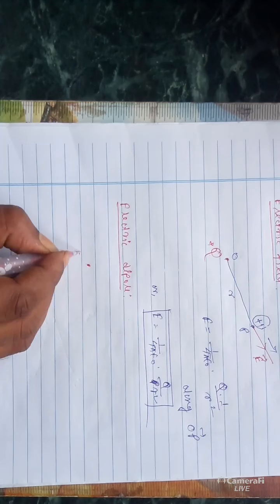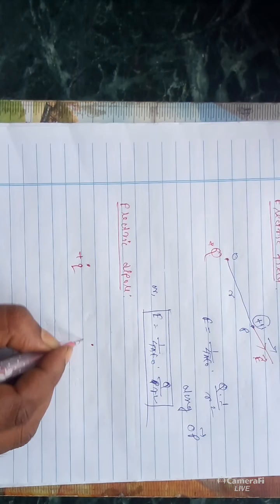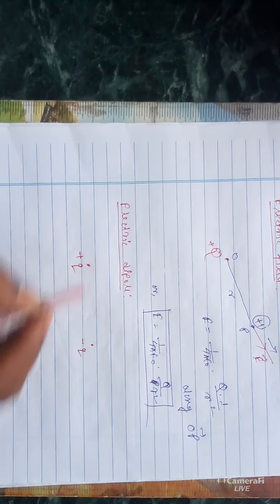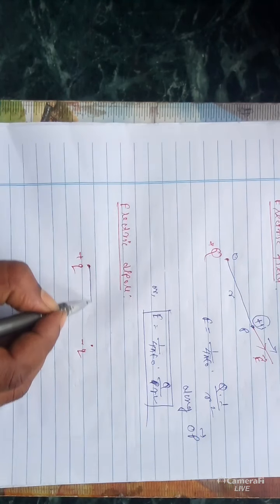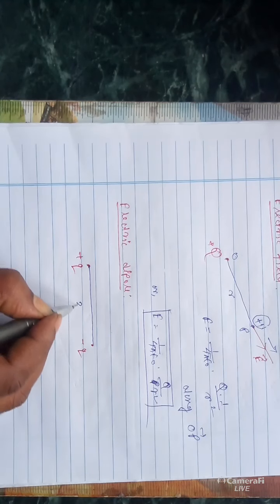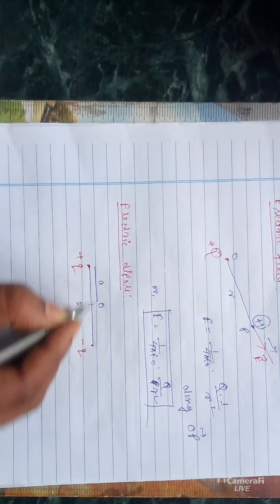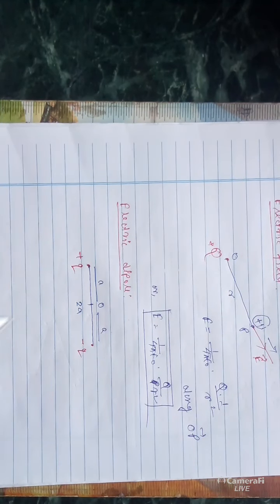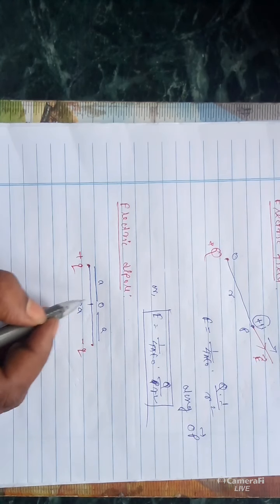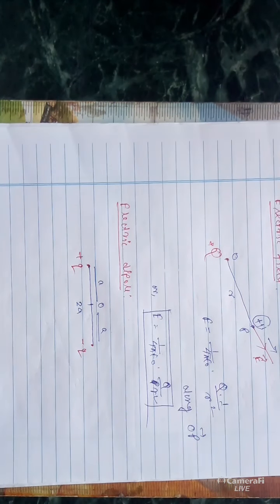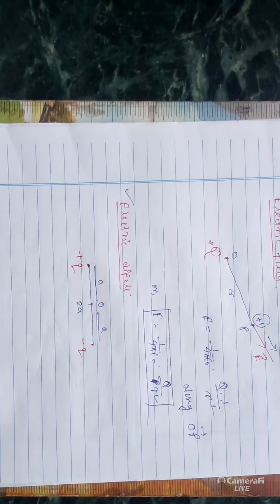Suppose two charges, plus q charge and minus q charge, are separated by a very small distance. What is the distance? This to this is the distance. Let the distance be 2a, meaning this is a midpoint O, this to this is a, and this will also be a. So the polarity of the charges is different, but the magnitude of charge is the same. So what is the dipole? Two different poles separated by a distance constitute an electric dipole.